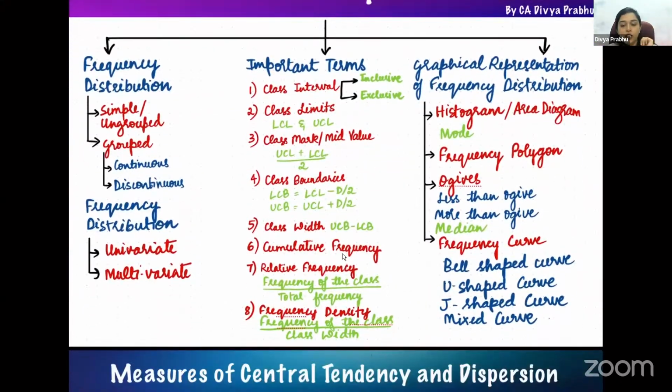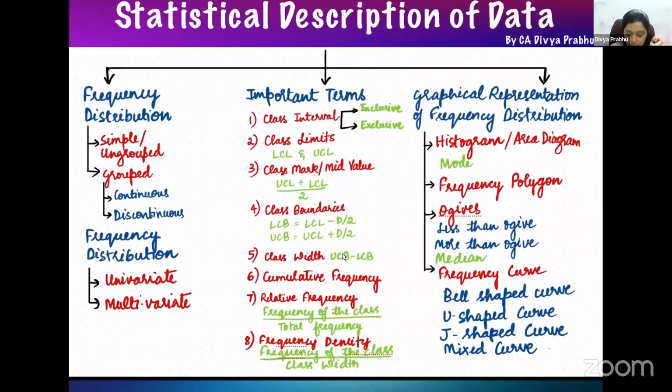Next, coming to the second part of the chapter, which is based on frequency distribution. All these you already know, which is very simple. Frequency distribution can be simple or ungrouped. It can be grouped. Okay. Next, frequency distribution can also be univariate, can be multivariate. Now, few important terms. Class intervals are what?